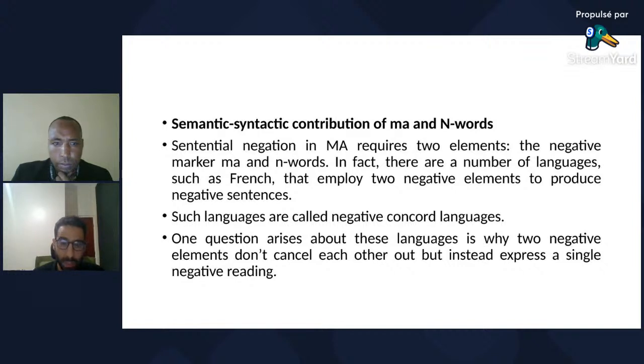Syntactic contribution of ma and n words. Sentential negation in Moroccan Arabic requires two elements, the negative marker ma and n words. In fact, there are a number of languages, such as French, that employ two negative elements to produce negative sentences. Such languages are called negative concord languages. One question that arises about these languages is why two negative elements don't cancel each other out, but instead express a single negative reading.